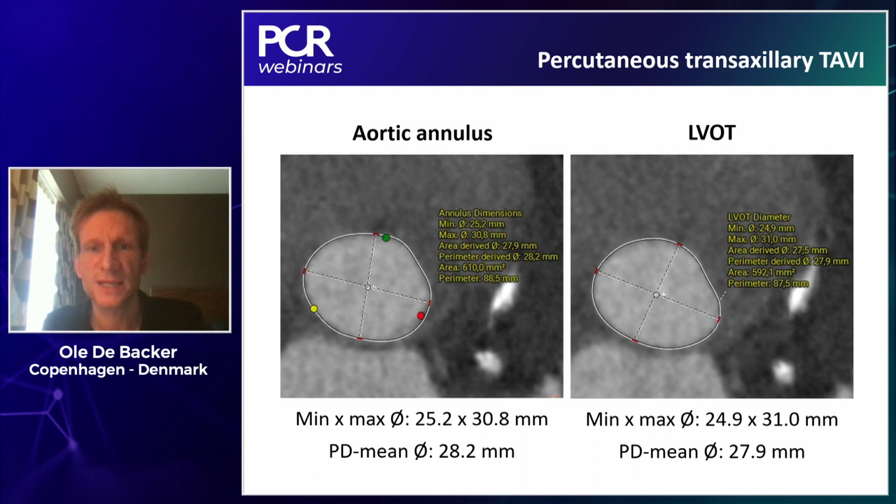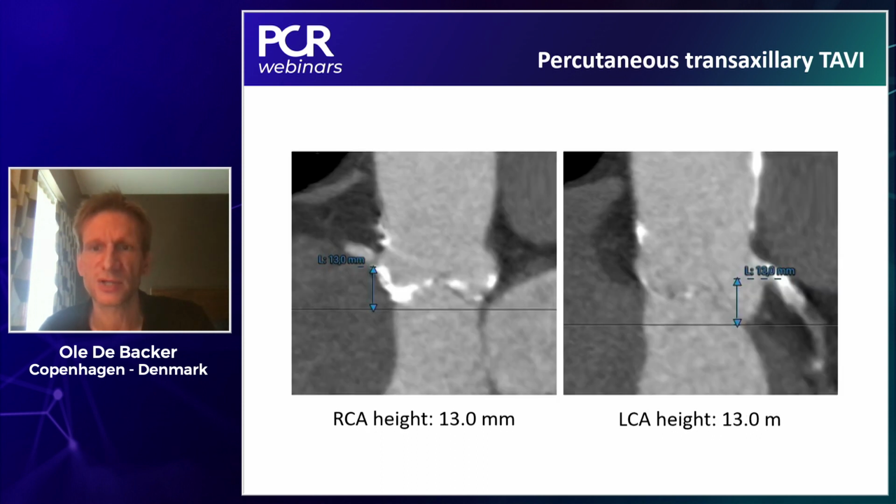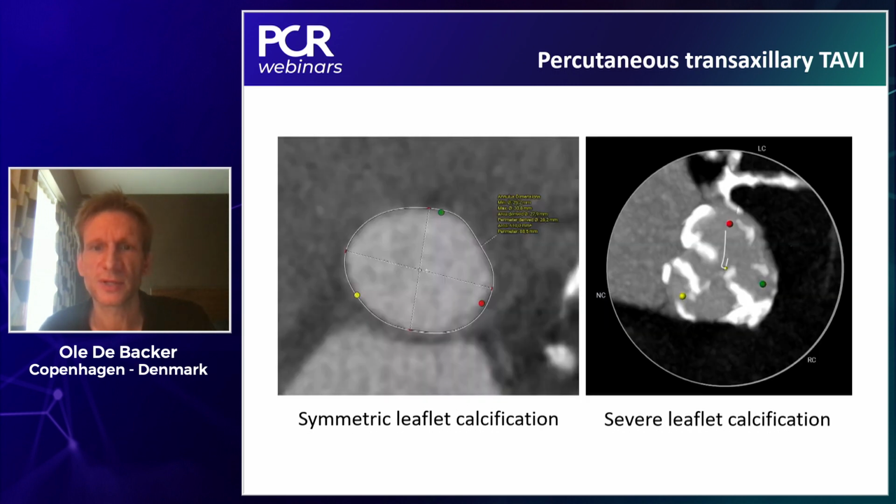So this is a case example of how we perform this percutaneous transaxillary in a safe and effective way. So this is a case with an annulus of around 88.5 millimeters perimeter. A similar measurement in the LVOT, so a larger anatomy. We see in the SOV that this has dimensions of 34 by 35. The ST junction is pretty well calcified, is not that large, so the aortic root is not extremely large here. The coronary heights are acceptably good.